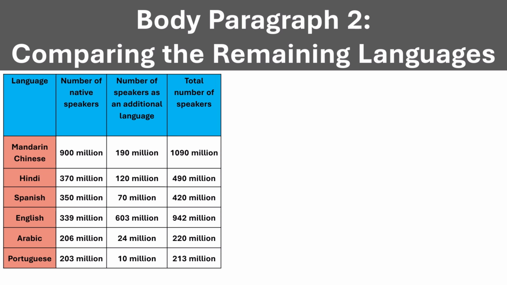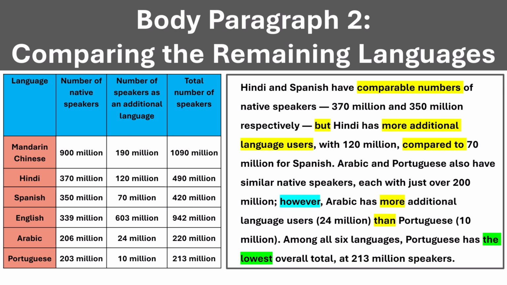Now you can see the complete body paragraph too. Notice how it logically compares 2 pairs of languages and ends with a strong superlative to summarize a key insight. This paragraph is concise, clear, and fulfills the task achievement and coherence criteria, everything the examiner wants to see.